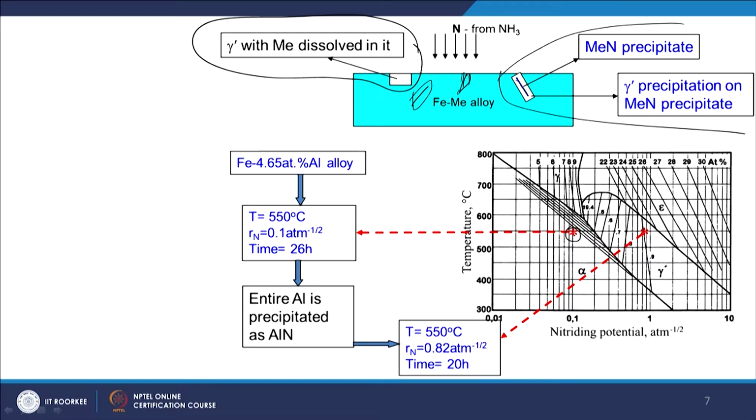Now, what you are doing is, if I make all the Me into nitrides, they are no longer present as dissolved Me. That is what you can do by nitriding in this condition. Then you have converted all the sample aluminum into aluminum nitride. That means you have a ferrite matrix with aluminum nitride precipitates, and no more dissolved Me is present.